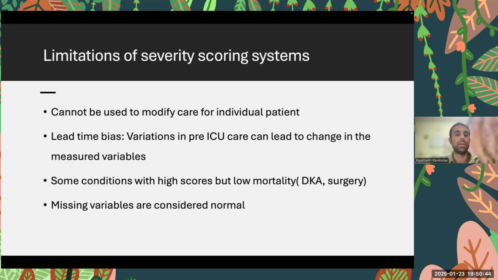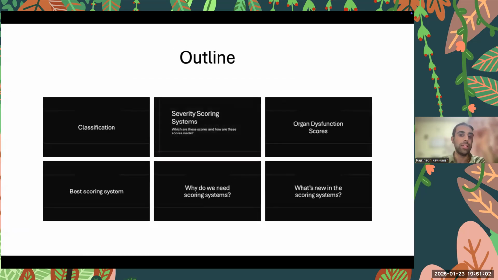Suppose we don't measure those variables, they are considered normal, which will lead to a lower score, and this leads to a bias. And the score is not on a linear scale. Suppose there are two patients, APACHE 10 and APACHE 20. The mortality is not twice for a patient with APACHE 20 compared to 10. It is on a logarithmic scale. So this is about severity scoring systems.